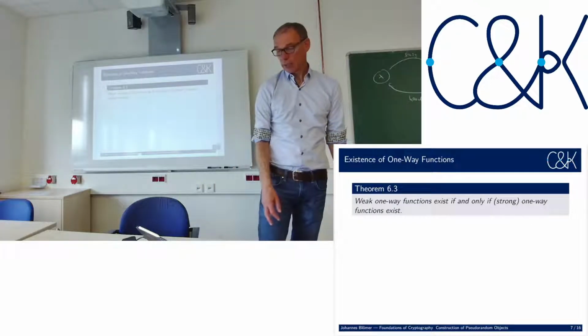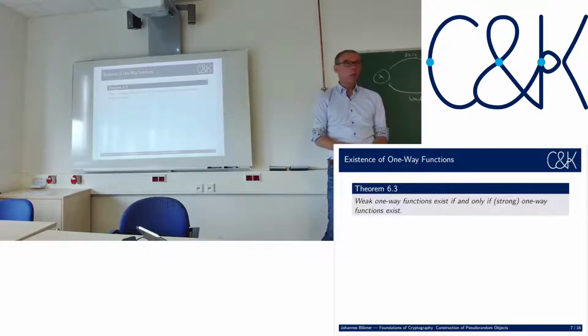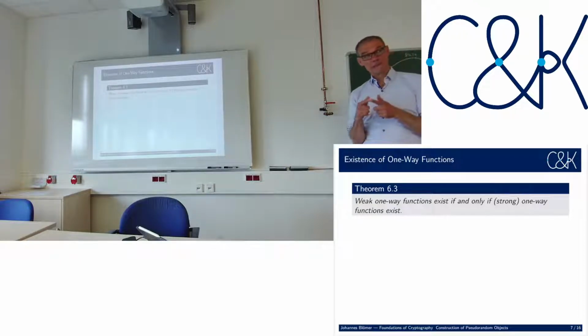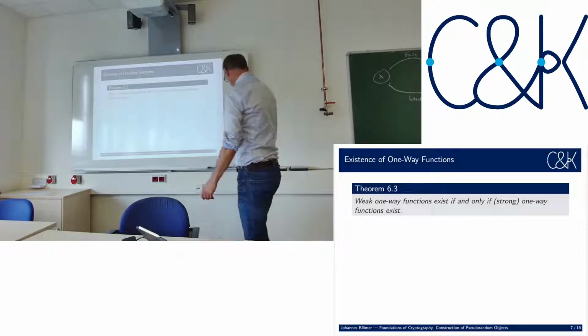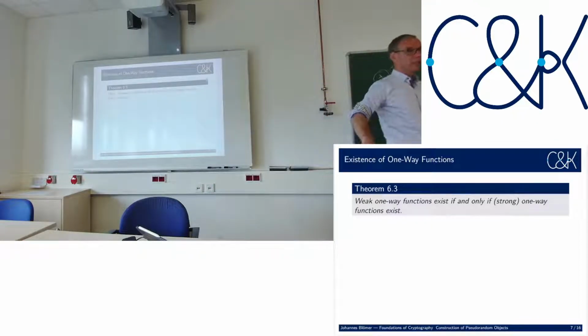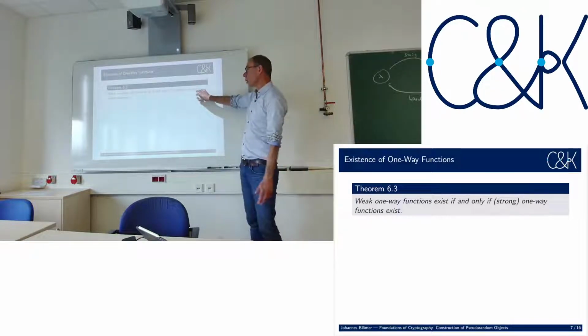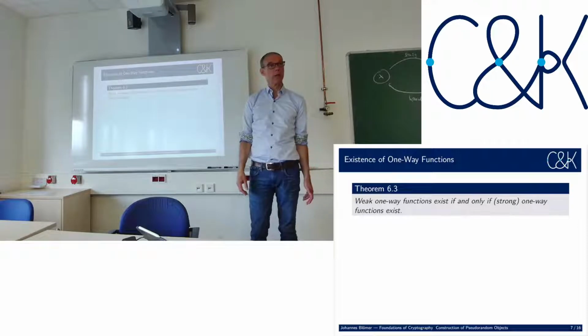The interesting theorem is here that weak one-way functions exist if and only if strong one-way functions exist. This theorem does not say that weak one-way functions are strong one-way functions. It says that given a weak one-way function, you can construct a strong one-way function. I'll explain how you do that in a second, because it requires a little bit of convention. But once we have weak one-way functions, we also have strong functions.